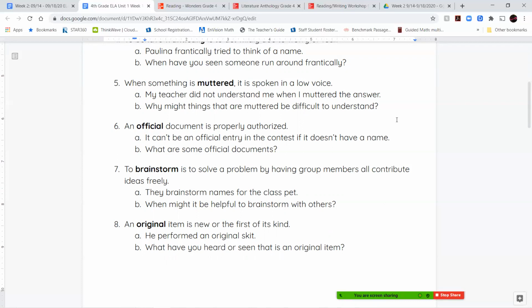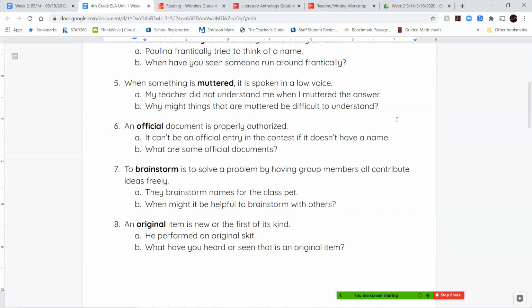Your next word is the word brainstorm. So to brainstorm is to solve a problem by having group members all contribute ideas freely. What does that mean? That means you are working with a group and everyone is sharing their ideas about how to solve a problem. So any ideas you come up with, as many of them as you come up with, you list all of them out and you are brainstorming, or you are thinking together as a group to come up with a solution. When might it be helpful to brainstorm with others?